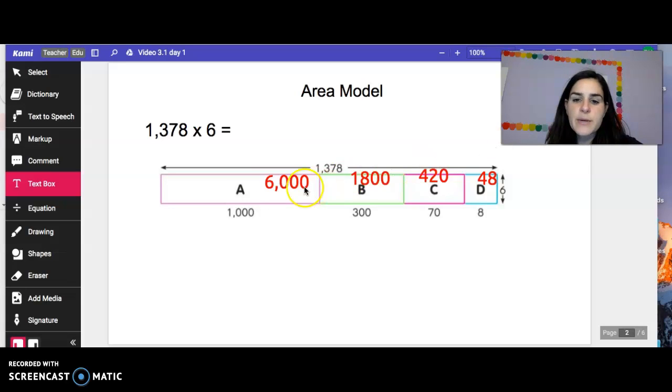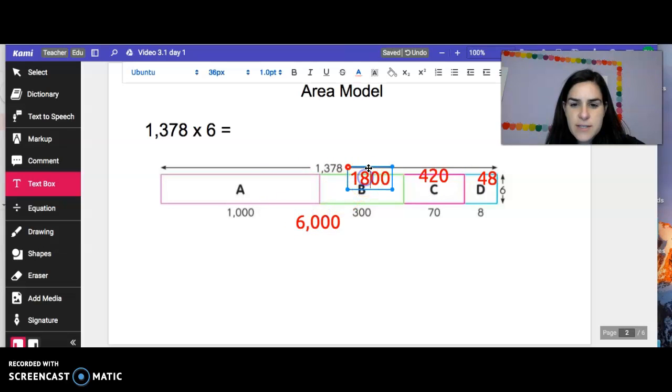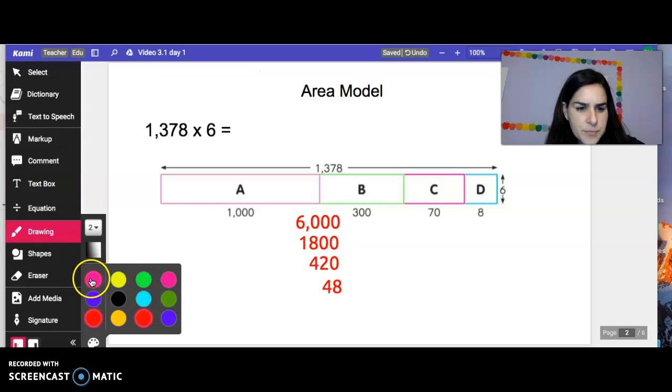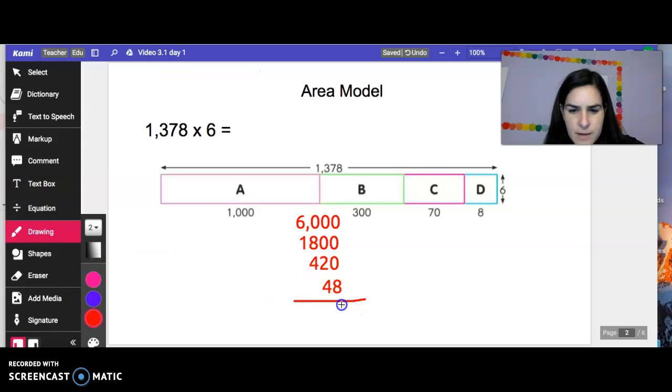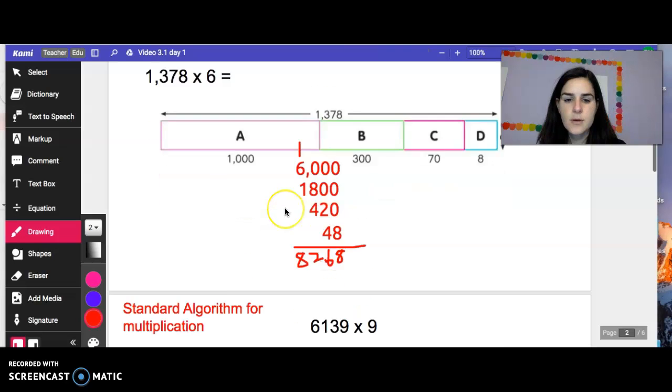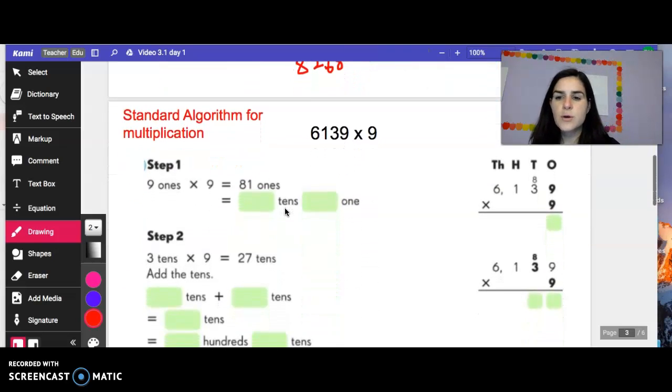Now what I would do is I would add all of these together to find the answer. And because I have these like this, I can just move them. Because I know if I'm adding something like this, I'm going to stack it. So let's see. 8, 6. And so my answer is 8,268.